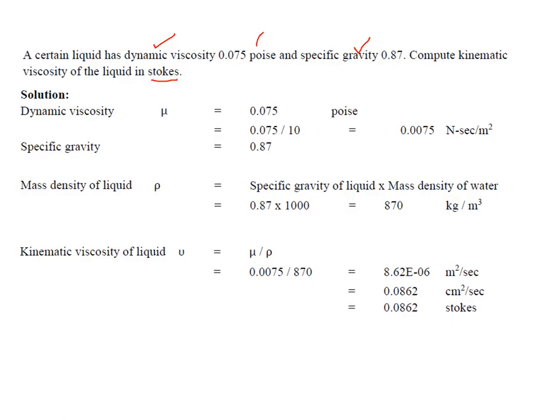So you know that 1 meter square is 100 square centimeter square. So if you multiply by 100 square, you will get 0.0862 centimeter square per second. 1 centimeter square per second is nothing but Stokes. So the kinematic viscosity of the liquid in Stokes is 0.0862 Stokes.